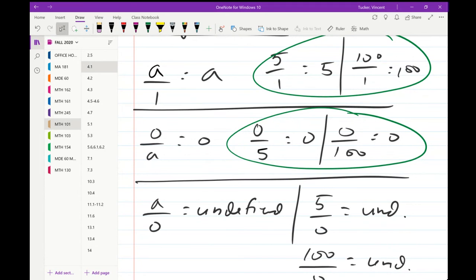Anything over 0 is undefined. So don't forget that, because it will come up again, and they're going to hold you to it.